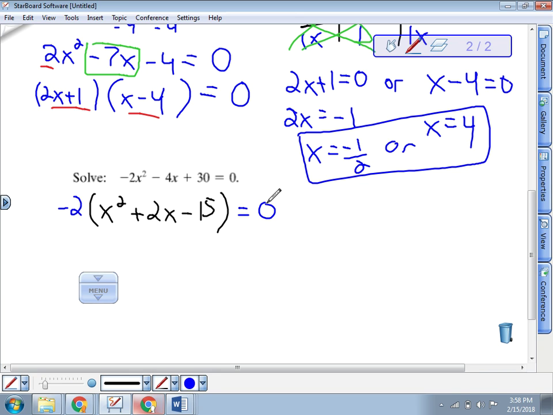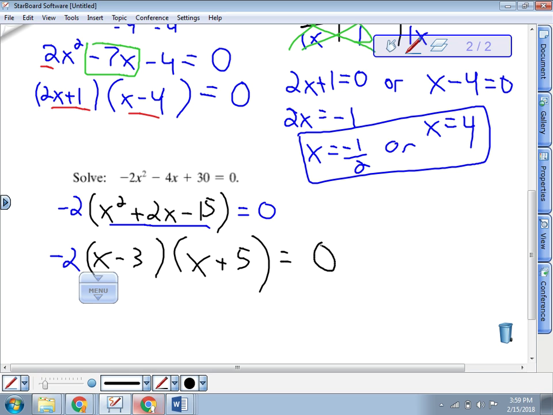Now I need to factor this trinomial right here. I'm going to have this negative 2 on the outside. This trinomial I'm going to break down to x and x. What multiplies to negative 15 and adds up to 2? I know it's got to be one positive, one negative. So I'm thinking minus 3, plus 5. Positive 5 times negative 3 is negative 15. 5 minus 3 is 2. And that's going to equal 0.